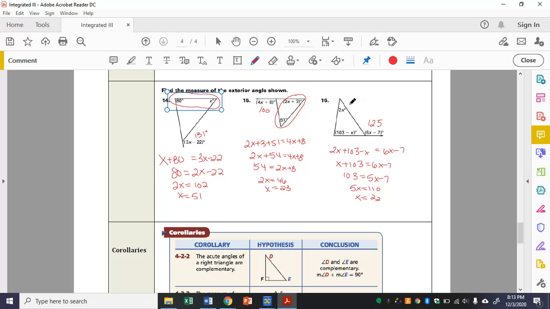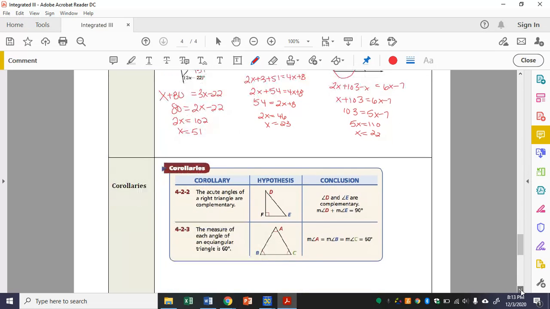On 16, again, we're using our exterior angles. We add these 2 angles together. So we're always adding the interior angles. And we say that will be equal to our exterior angle of the 6x minus 7. We can go down again, solve for x to get x is equal to 22. And then we can go ahead, plug it in to get this exterior angle measurement.